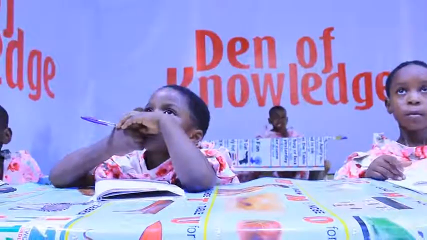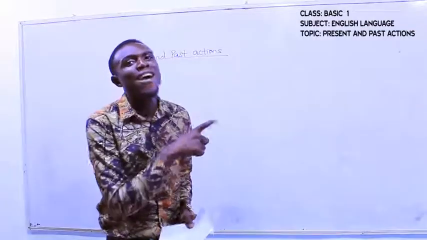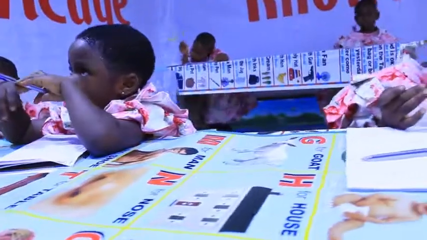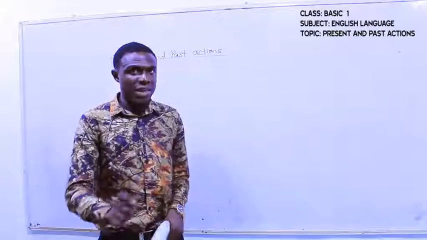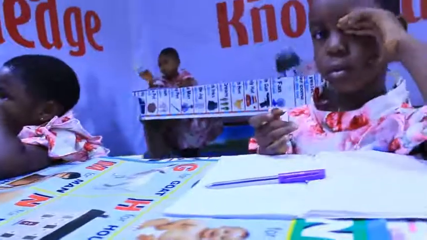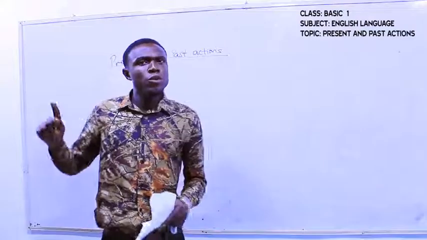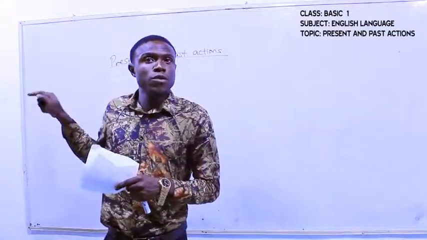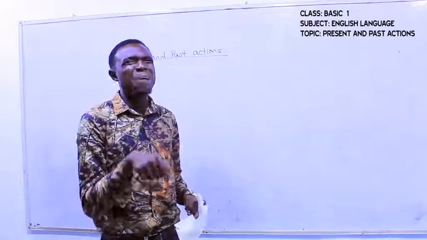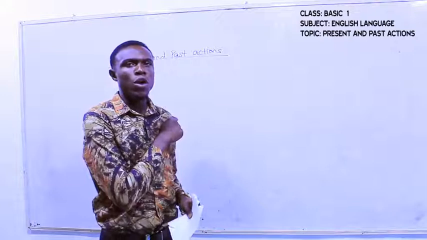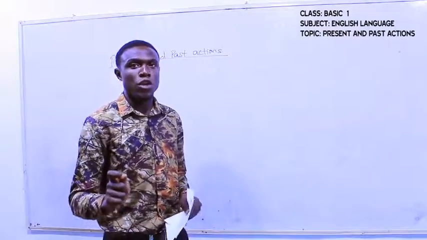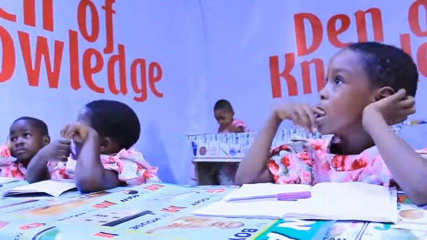Can you remember those actions you did before? Yes, those actions are now past actions. Example, before you were writing. Now, you are no longer writing. So, when you want to refer to those ones you did before, you say, I wrote. You will not say, I am writing yesterday. No, it is wrong. You say, I wrote yesterday, because wrote is now a past action.